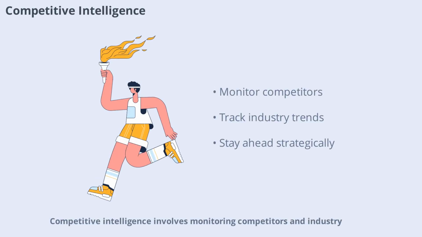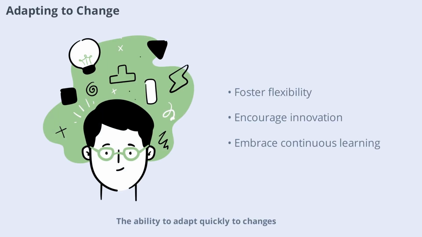Competitive intelligence involves monitoring competitors and industry trends to identify potential threats and opportunities. By understanding what rivals are doing and how the market is evolving, businesses can make better strategic decisions and stay ahead of the competition. The ability to adapt quickly to changes in the macroenvironment is a key success factor.